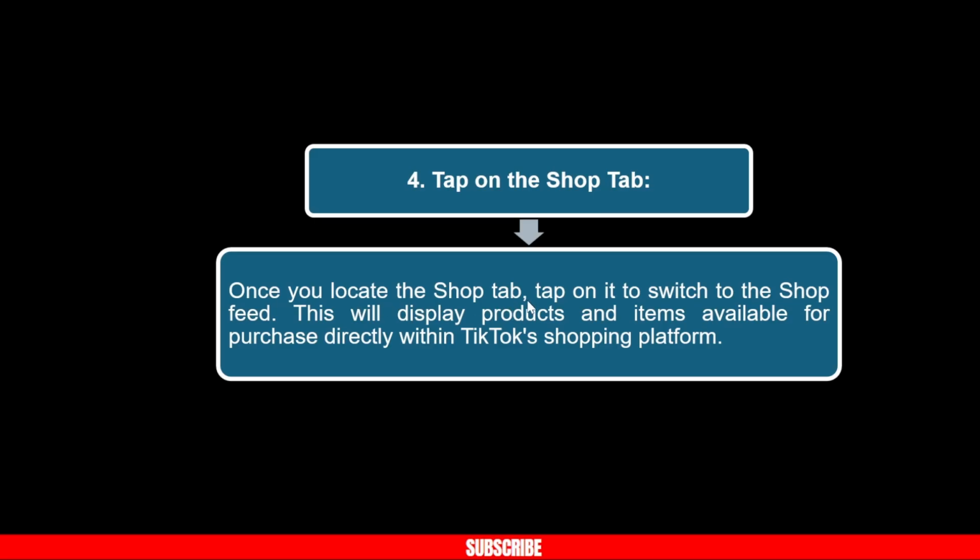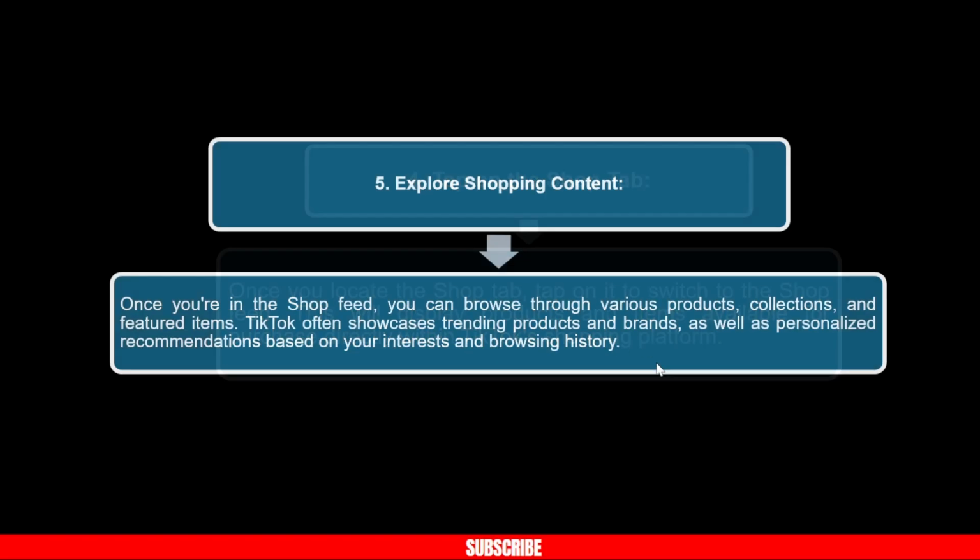Once you locate the Shop tab, tap on it to switch to the shop feed. This will display products and items available for purchase directly within the TikTok shopping platform. Next step is to explore the shopping content.